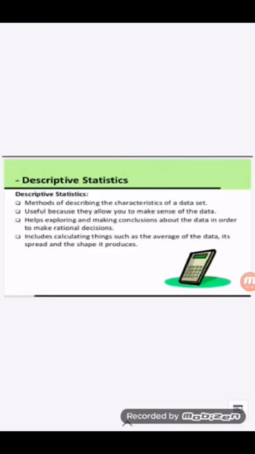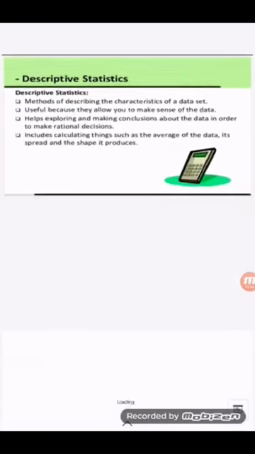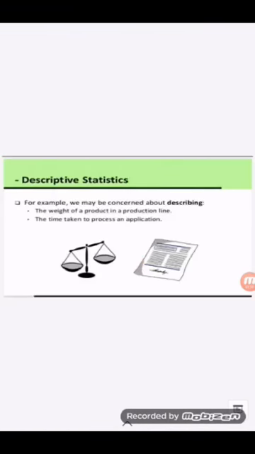Descriptive statistics. Methods of describing the characteristics of a data set, useful because they allow you to make sense of the data. Helps in exploring and making conclusions about the data in order to make rational decisions. Includes calculating things such as the average of the data, its spread, and the shape it produces. For example, we may be concerned about describing the weight of a product in a production line. Next, the time taken to process an application.